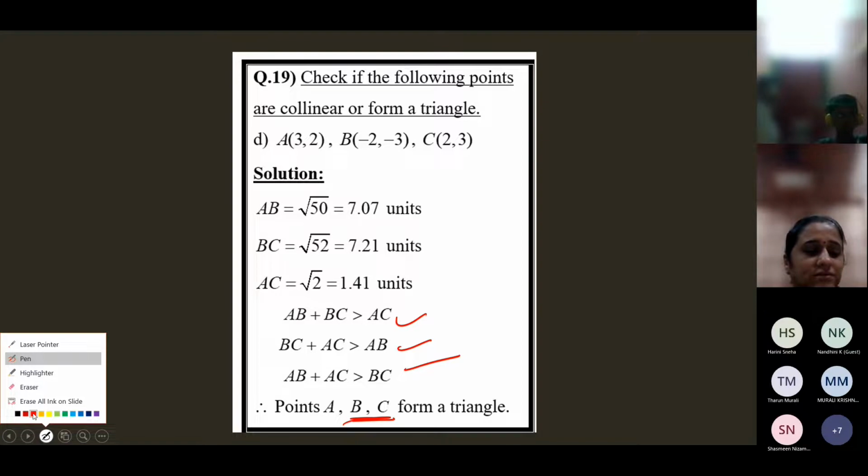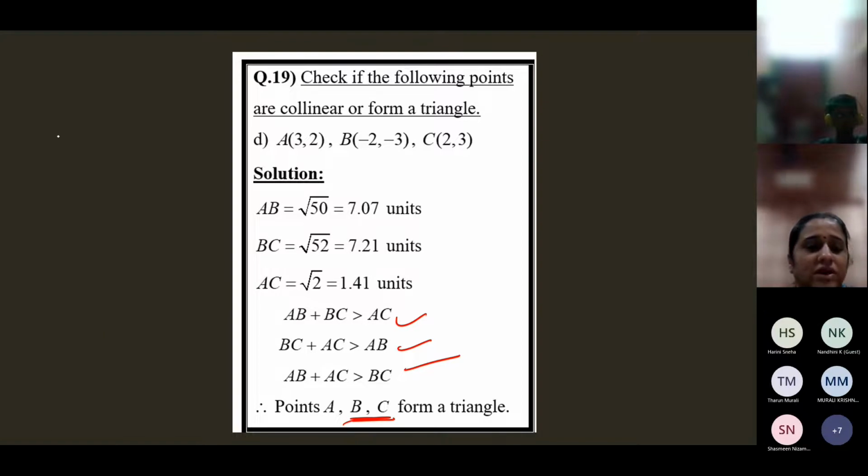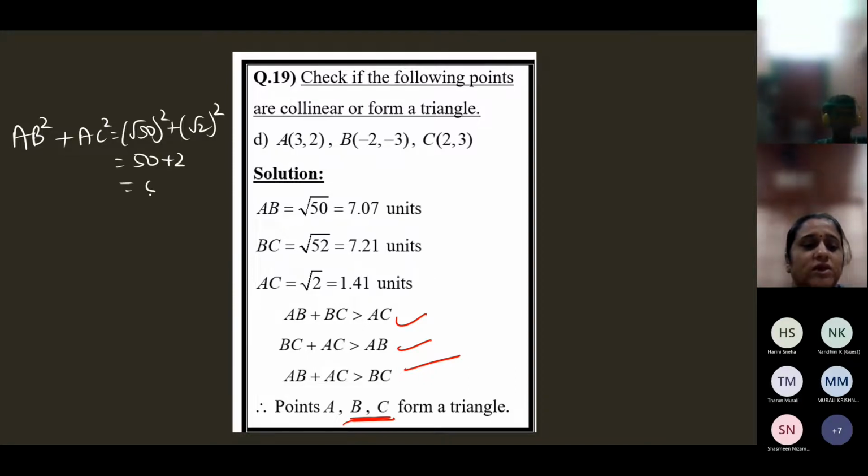How do you work that? How do you show it's a right angle triangle? You should work out AB square plus AC square, which is root 50 the whole square plus root 2 the whole square. So it's 50 plus 2, which is 52. Then you must work out BC square. BC square is equal to root 52 the whole square, which is 52.